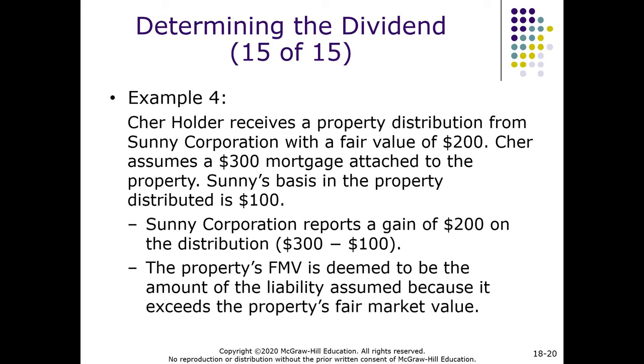Now we're going to say, okay, so a shareholder receives a property distribution from Sunny Corporation, the fair market value of $200. The shareholder assumes a $300 mortgage attached to the property. Sunny's basis in the property is $100. Sunny Corporation reports a gain of $200 because it's the $300 of the mortgage attached to the fair market value minus the $100 basis. The property's fair market value is determined to be the liability amount because the liability exceeds the property's fair market value.